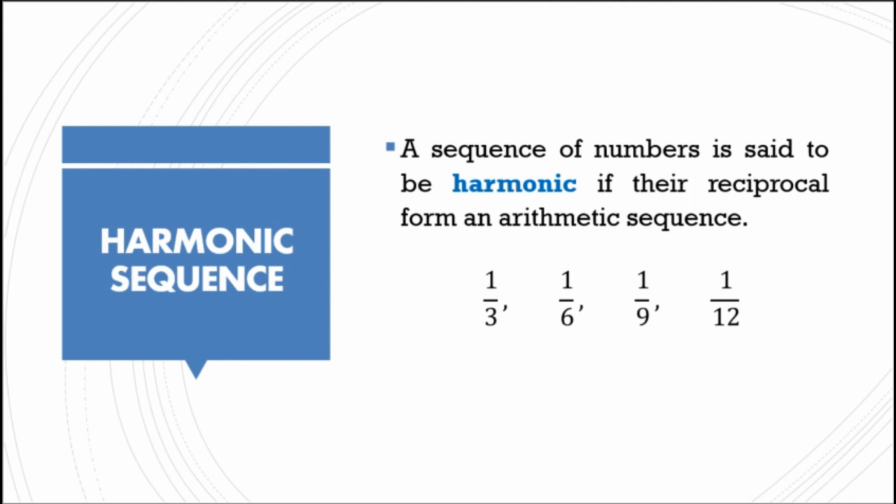Meaning, in the reciprocal, for us to get the next term, we just add the same number, which is called the common difference. So taking the reciprocal of the given sequence, we will have 3 over 1, 6 over 1, 9 over 1, and 12 over 1, which are basically equal to 3, 6, 9, and 12. Since 3, 6, 9, and 12 form an arithmetic sequence, because we just add the same number, which is 3, to get the next term, then the sequence 1/3, 1/6, 1/9, and 1/12 is harmonic.